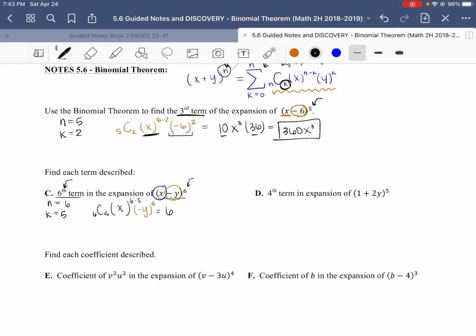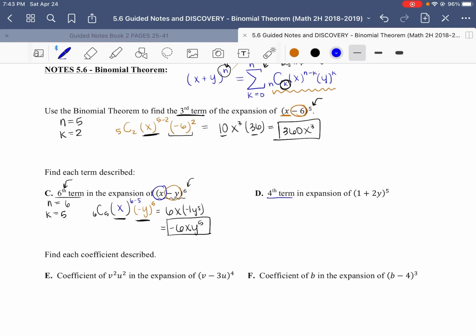is equal to 6, and we have x to the first power, and we have a negative y to the fifth. So if I multiply this, it's like having a negative 1, right? And like y to the fifth, so 6 times negative 1 is negative 6, x y to the fifth.